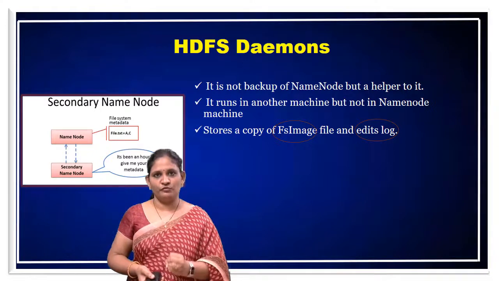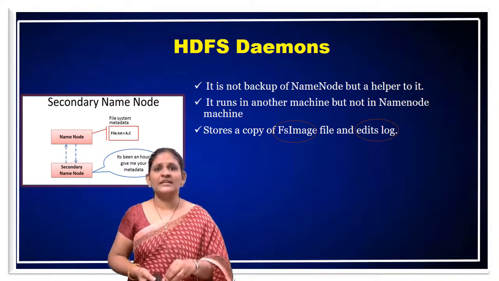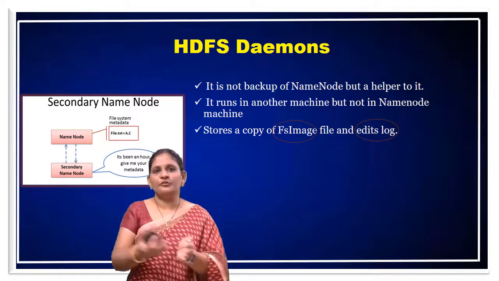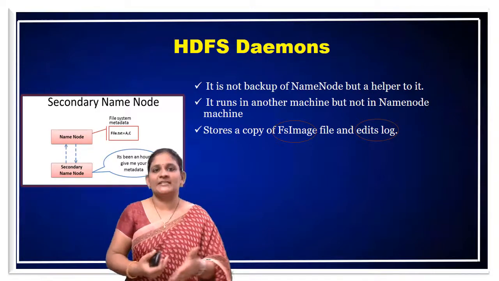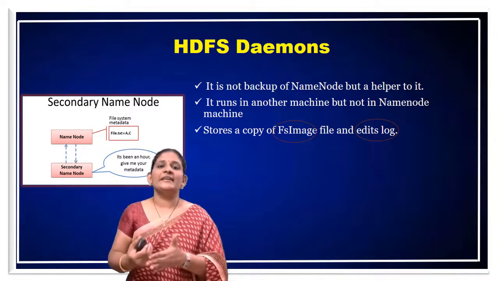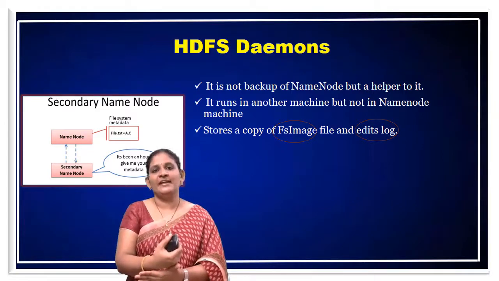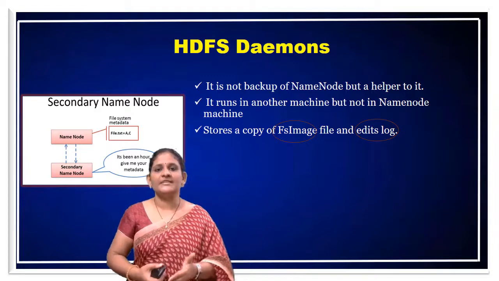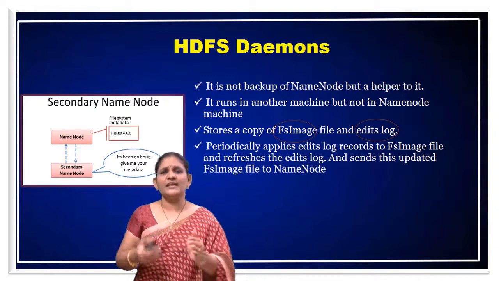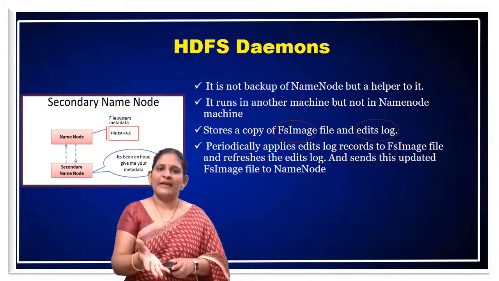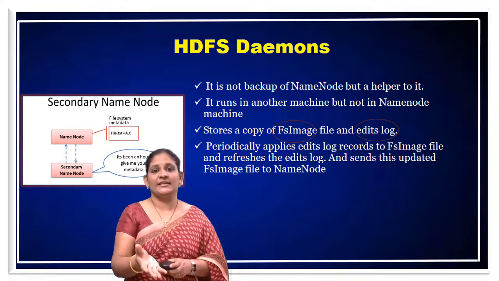It gets those two files, stores them, and copies the recent log file data into the FS image. It merges, actually the correct word is merging. The edit log data will be merged into the previous FS image file data. After merging, this FS image file will be given back to the name node by the secondary name node.